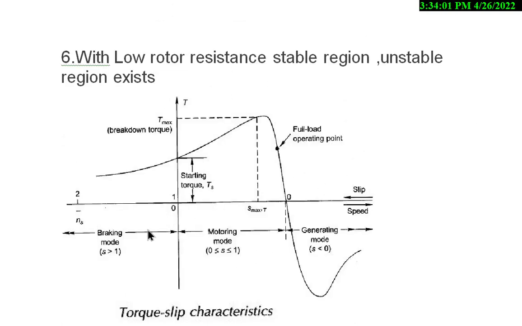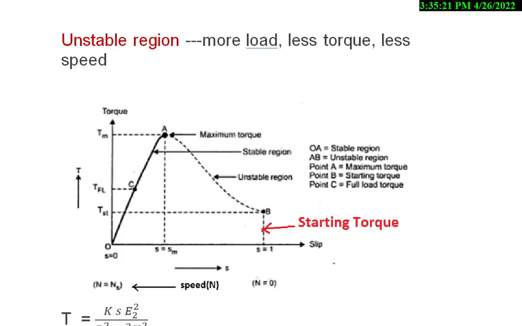So we can say here, for braking mode the slip is more than 1, whereas for motoring mode slip is between 1 and 0. For generating mode the slip is less than 0. So depending upon the necessity, we apply braking mode or motoring mode or generating mode, and in these cases also stable operation is required. So let me summarize once.